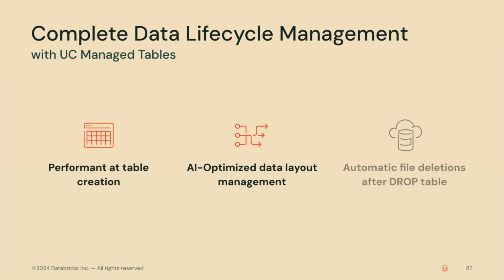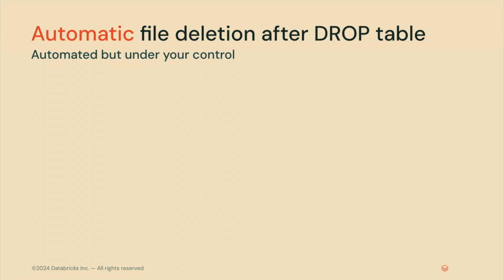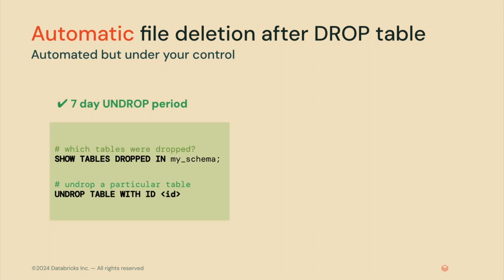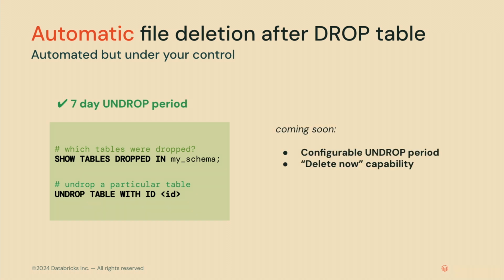And last but not least, we accompany your data all the way to the end of your data lifecycle journey. And here comes automatic file deletion after you drop your table. Now with UC managed tables, whenever you drop your table, Databricks will automatically delete the files for you. This is still within your control, as you'll have a 7-day undrop period to keep your table. And some exciting new capabilities coming soon. You'll be able to configure the undrop period if 7 days is not what you're looking for. Or you can even use the delete now capability to accelerate the file deletion.